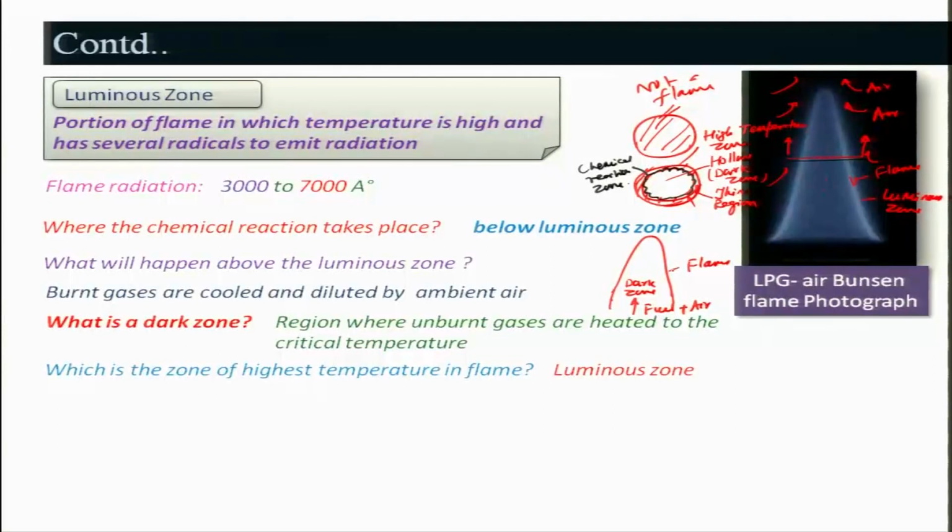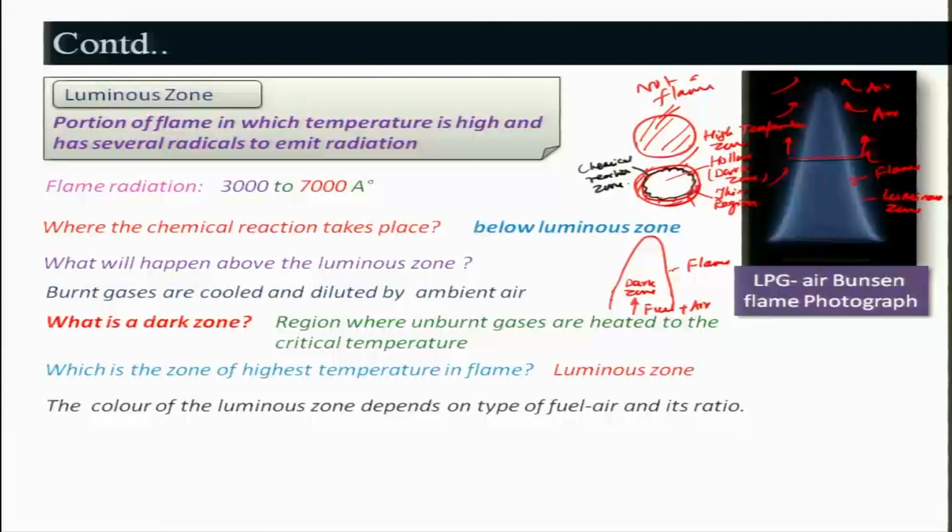So, which is the zone of highest temperature in the flame? Generally the luminous zone, just below where the reaction is very predominant, the temperature will be very high. The color of the luminous zone depends on the type of fuel and oxidizer, since air is one of the oxidizers, and on their ratio, the equivalence ratio or fuel air ratio, which dictates the color of the flame.